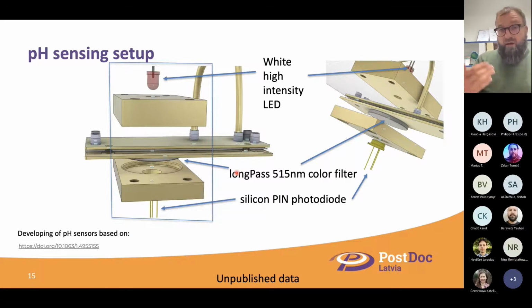We need to understand how the cells are growing there, whether they are alive or dead, and whether we formed some layer on it or not. So we need to develop some specific sensing setups. Here you can see a pH sensing setup, which we already developed. I don't want to go into the details, but it looks like a small spectrophotometer on a chip, which can be used to measure pH changes in a channel.